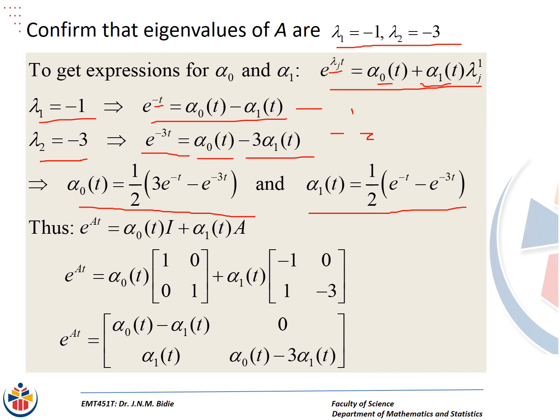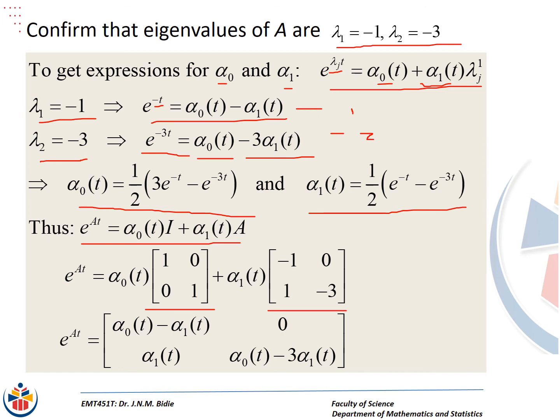Now we go back. Remember, here we only wanted the expressions for alpha naught and alpha 1. After which, we have to go back to the formula for e to the power AT, substituting alpha naught and alpha 1. But firstly, let's write things properly. Alpha 1 multiplies A. Matrix A has been given. It's a 2 by 2 matrix. So it goes without saying that alpha naught times I, the identity matrix, will have the same size as matrix A. So what I did was just to substitute I as a 2 by 2 because A is also a 2 by 2.